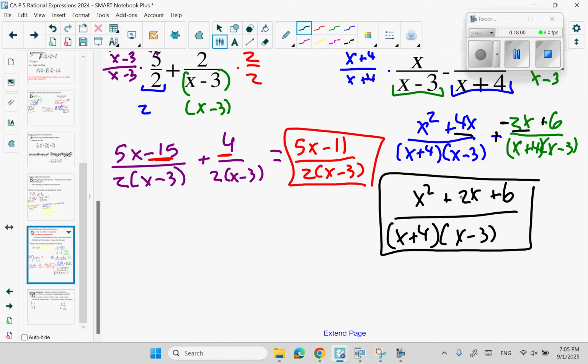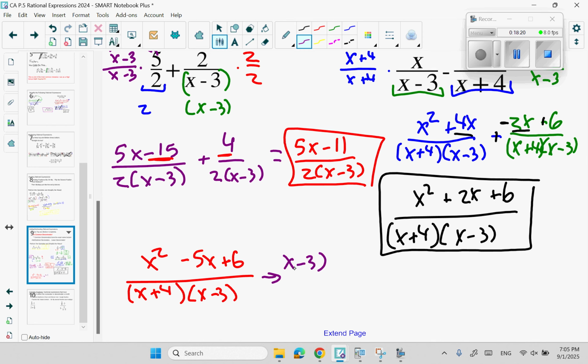If this was like negative 5x, for example, you could see how if you ended up with x squared minus 5x plus 6 over x plus 4, x minus 3, my numerator could have turned into a factor of x minus 3, x minus 2, and therefore I would not be done simplifying, because then I could cross out my x minus 3's. So that's something you should be on the lookout for. It just didn't happen in this example.